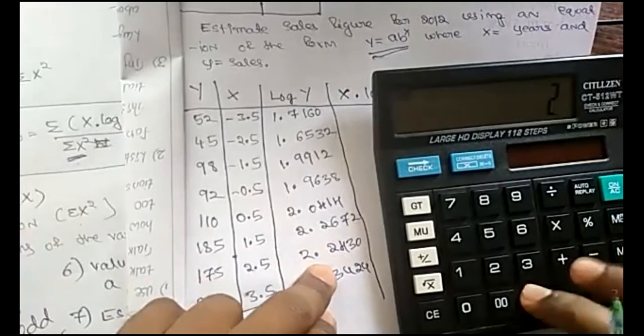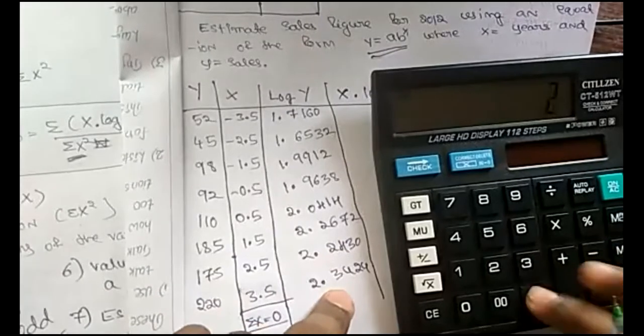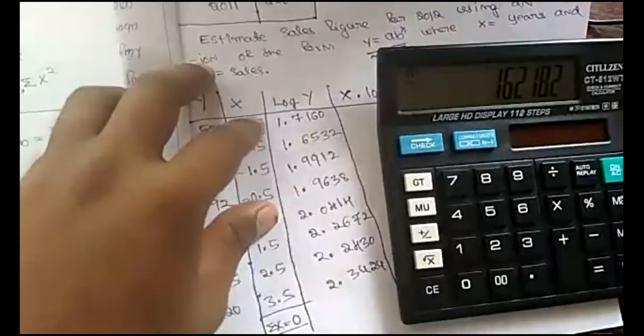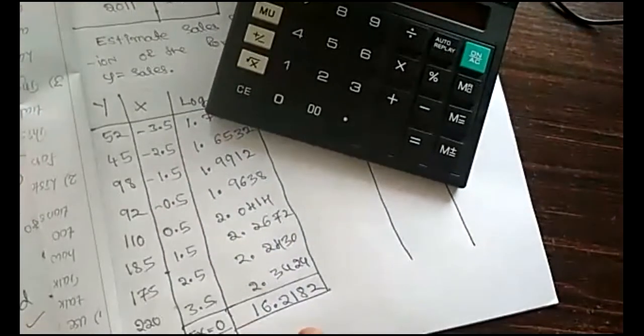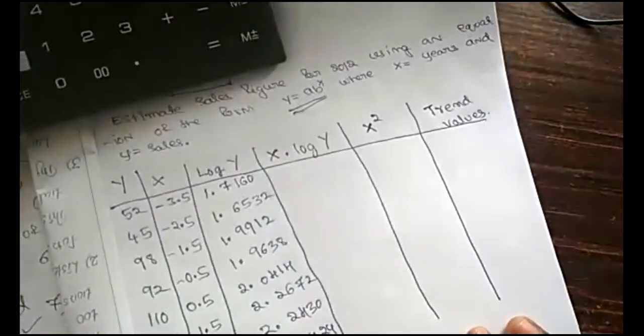672 and 2.2430. 2.3422. Okay, sum of y, log y is equal to 16.2182. That is the sum of log y.